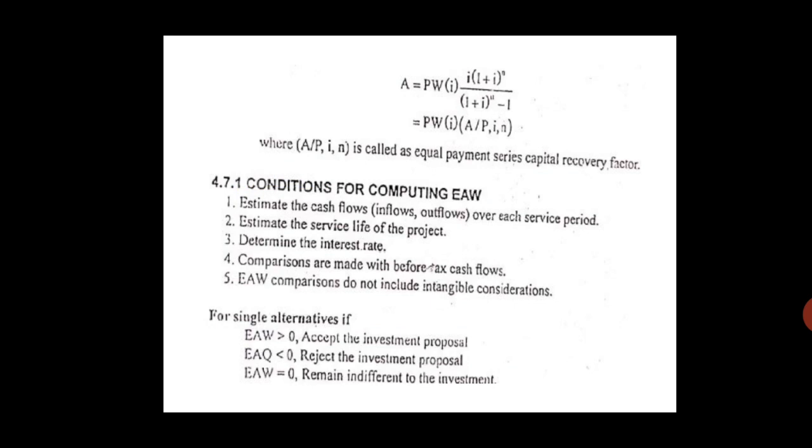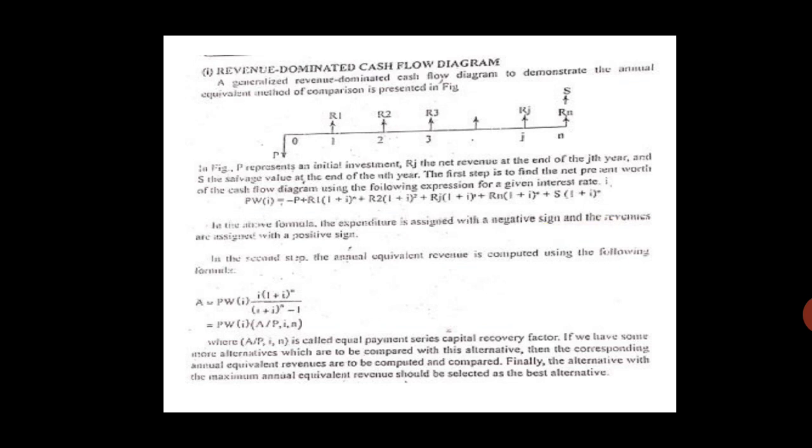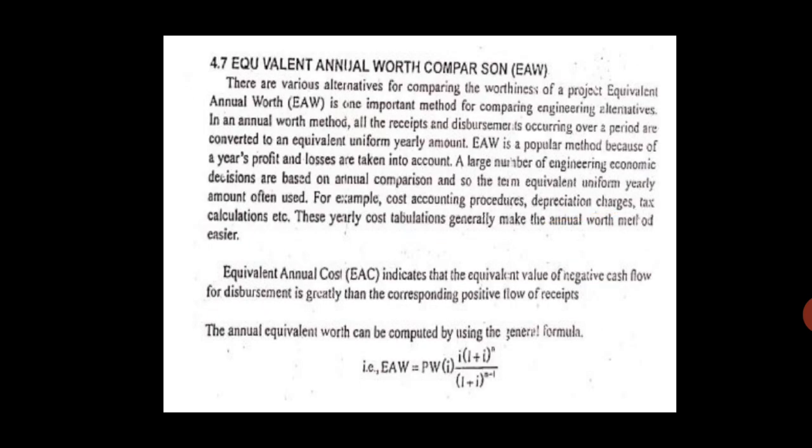So you can see here, once you find out the present worth, the equivalent annual worth is equal to PW, that is present worth at the interest rate I, (1 plus I) raised to n into I divided by (1 plus I) raised to n minus 1. The formula is the same both for the revenue model as well as the cost based model, where A bar P, comma I, comma N is called the equal payment series capital recovery factor. So these are the two methods, cost dominated and revenue dominated, for finding out equivalent annual worth comparison.